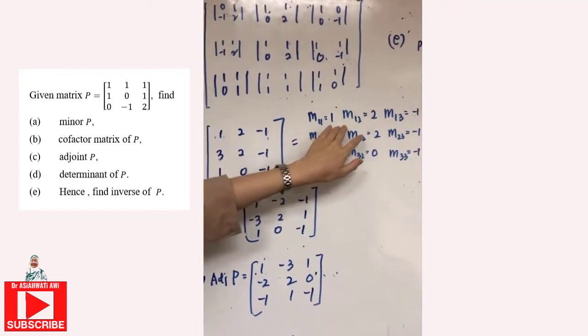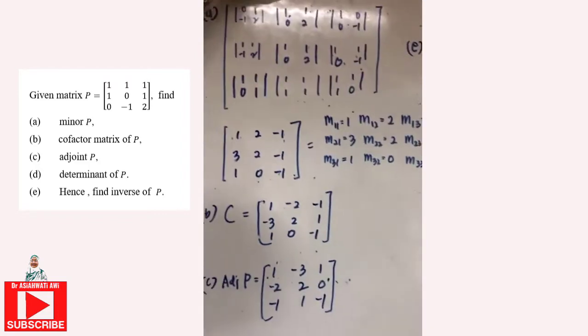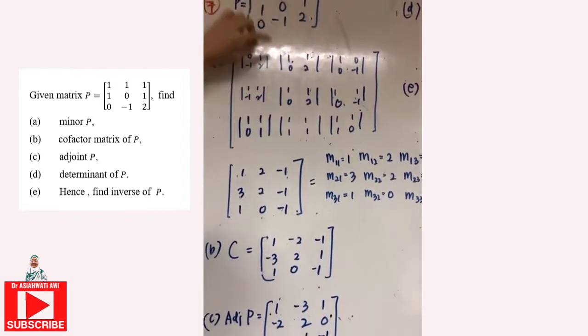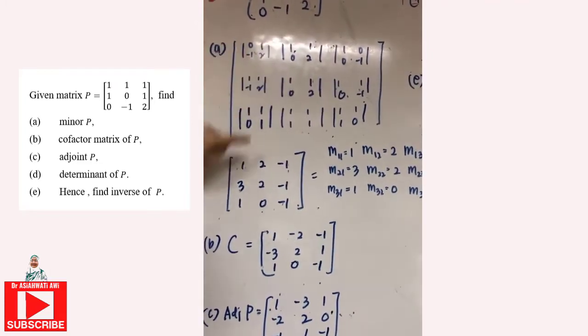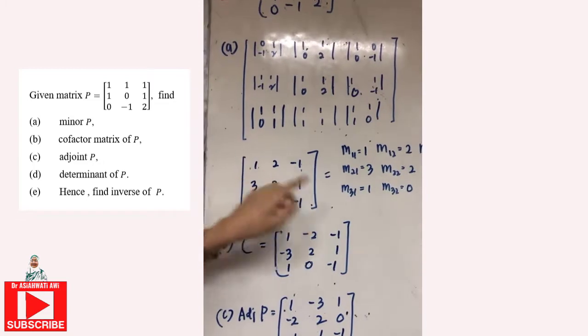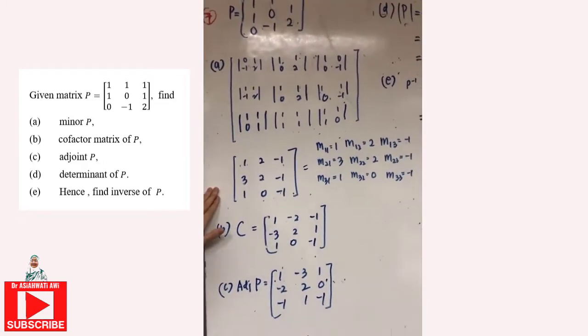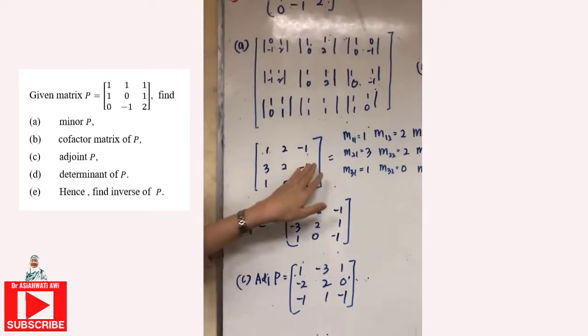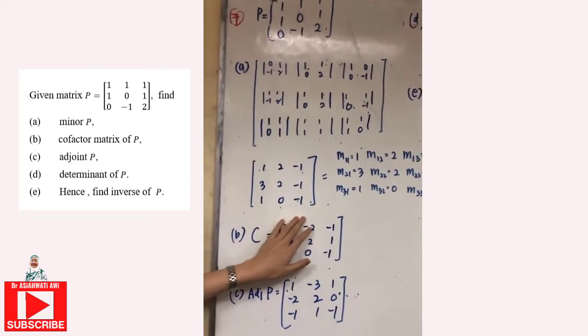Same as M12. We close column 1 and row 2. We'll get 1, 0, 1, 2. Then AD minus BC will get 2. So the others will use this formula. Then we'll find minor P is equal to 1, 2, negative 1, 3, 2, negative 1, 1, 0, negative 1.